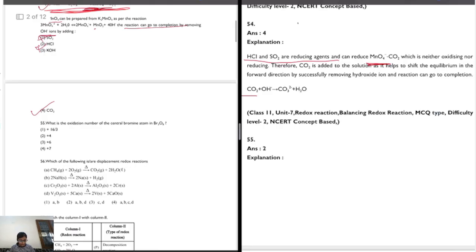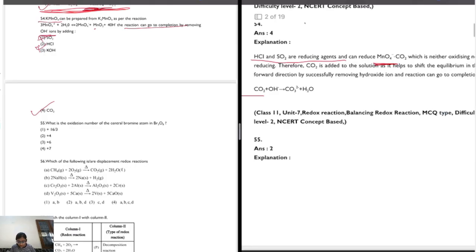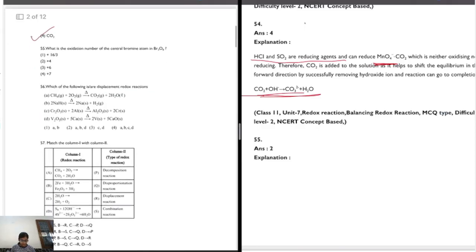And see, what you can make out from this reaction is that when CO2 is added, OH- ion removal is even more facilitated. Therefore, it will become carbonate ion and H2O. Therefore, our reaction will be moving in the forward direction.